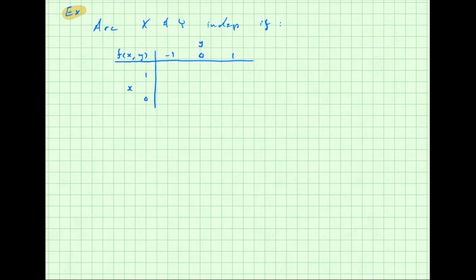And let's say these are a third. Let me make that more clear. A third, 0, or a third. Boy, I'm really having trouble with a third. And then if x is 0, we've got 0, a third, and 0.